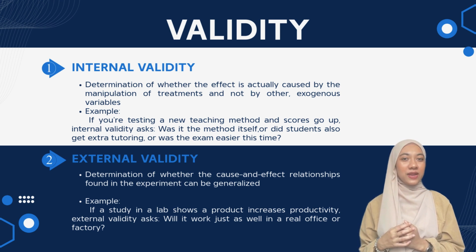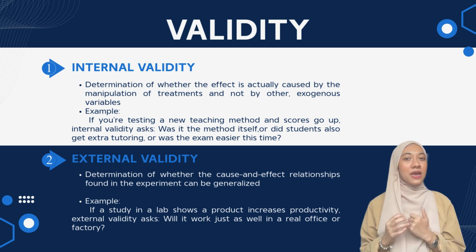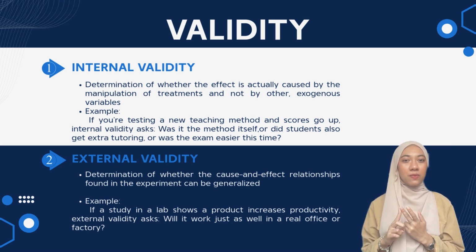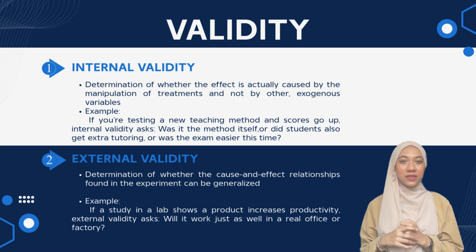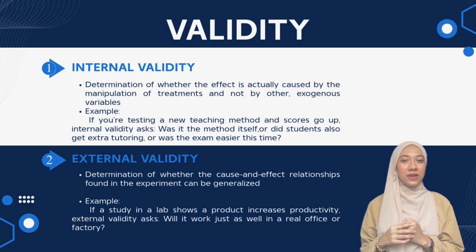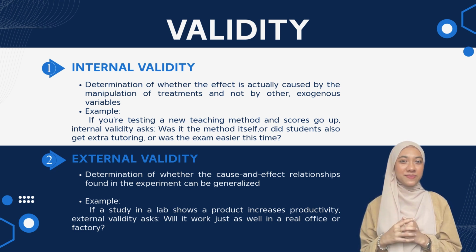Second is external validity. It determines whether the cause and effect relationship found in the experiment can be generalized. External validity concerns whether the results of your study can be generalized to other people, settings, times, or measures. High external validity means your findings are likely applicable in the real world. For example, if a study in a lab shows a product increases productivity, external validity asks: will it work just as well in our real office or factories?